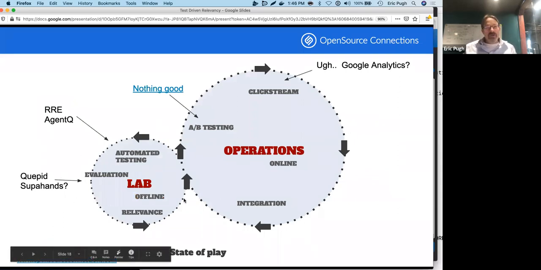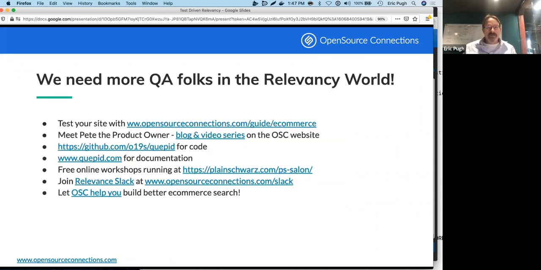Today we have these great tools around here for building your offline environment. The online world is much less defined. And I think that we need more people with a QA background in the search relevancy world, because they bring a different set of skills and capabilities. And critical to building a really strong search team is having a really strong QA component.